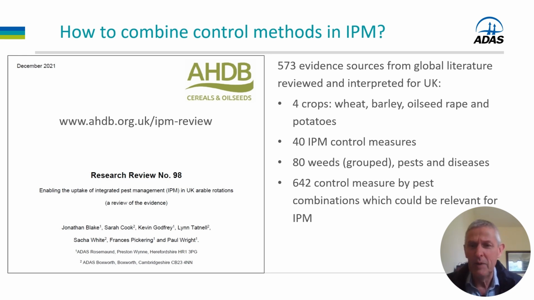And when you start to combine those together, the numbers start to get a bit frightening, because we found over 600 control measure by pest combinations which could be relevant for IPM. So, for example, disease resistance of varieties was relevant for several foliar diseases and stem-based diseases of cereals. So the task of selecting the right control methods is not particularly simple.